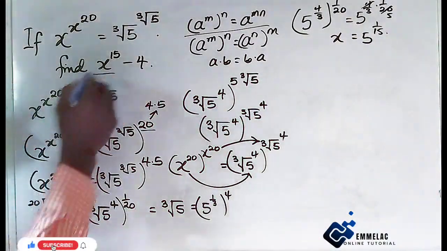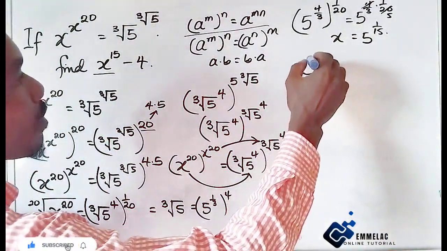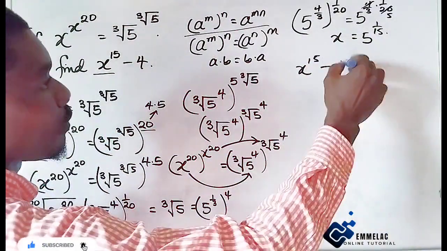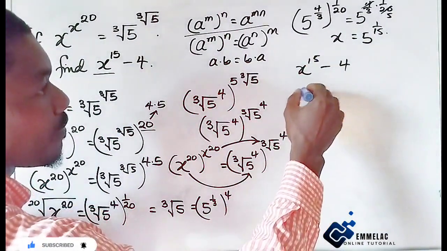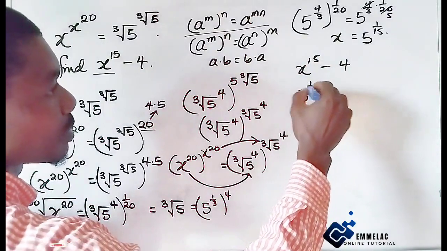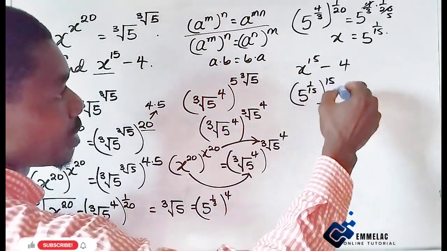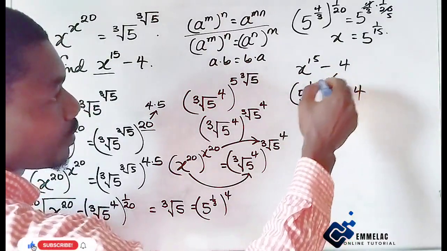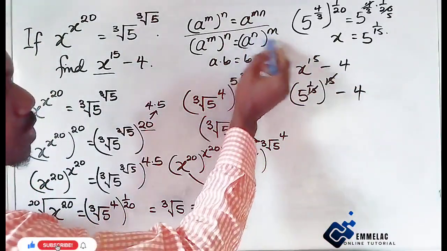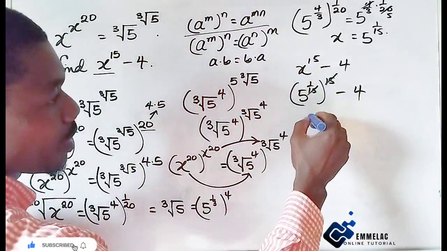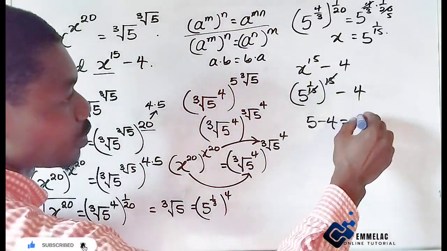Now let us plug in the value here. So x raised to the power of 15 minus 4 will now give us 5 raised to the power of 1 over 15, raised to the power of 15, minus 4. The 15 will eliminate by the rule of this product. So here we have 5 minus 4, which equals to what? 1.